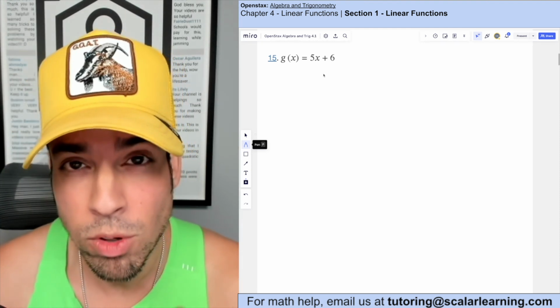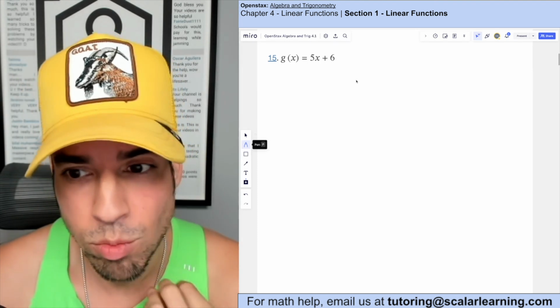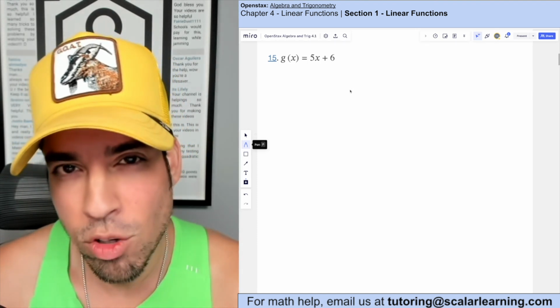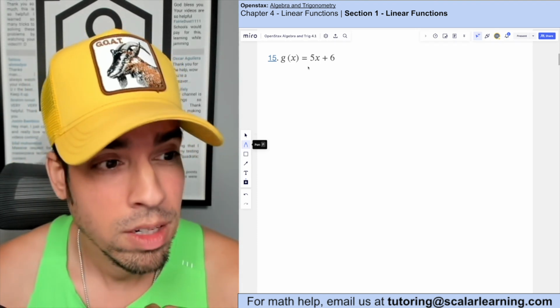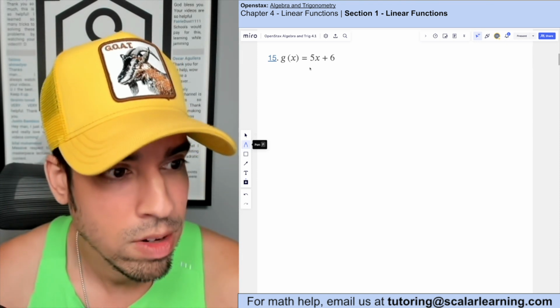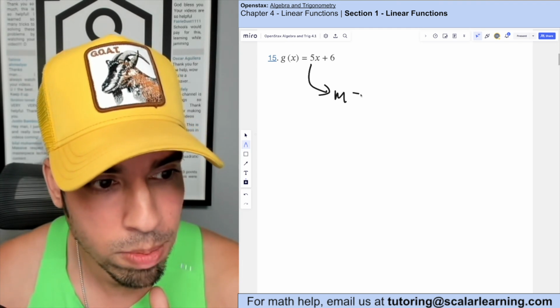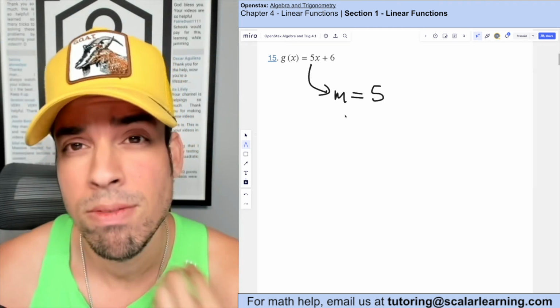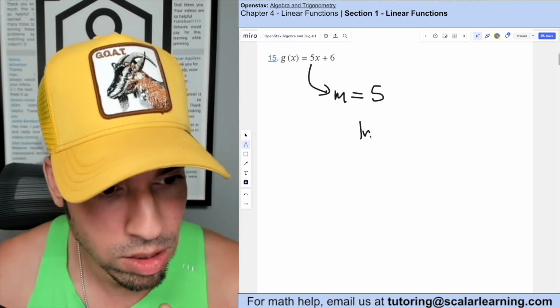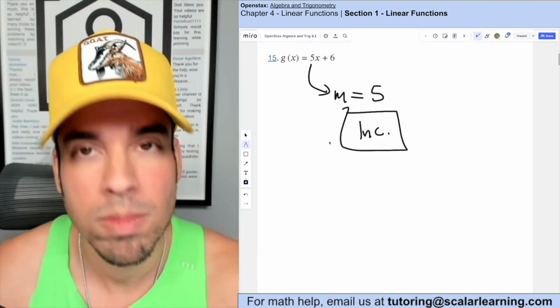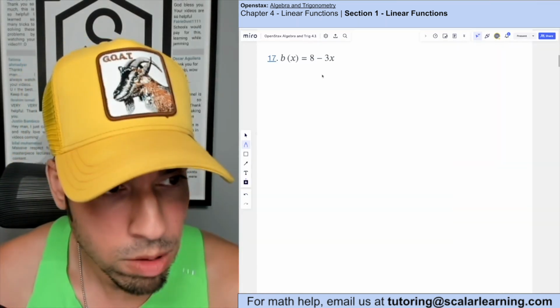For this one, we're meant to determine whether it's increasing or decreasing. So what does that refer to? Increasing or decreasing refers to the slope. It's going to be increasing if the slope is positive, decreasing if the slope is negative. So the slope is whatever's multiplying x. Here my slope, or m value, is positive 5. Since it's positive, it is increasing. Boom, done.